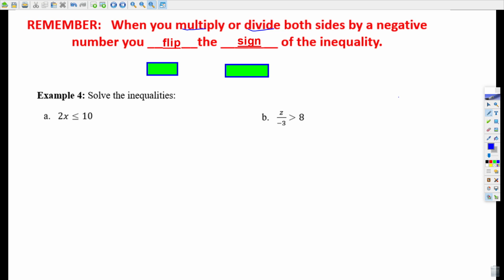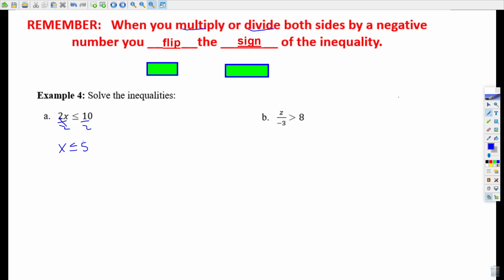So for instance, if we have 2x is less than or equal to 10, and you want to get x by itself, what would you do? You would divide both sides by 2. Right? Does anything happen with the inequality here? Nope. No negative signs that we're dividing by, so it just becomes x is less than or equal to 5.